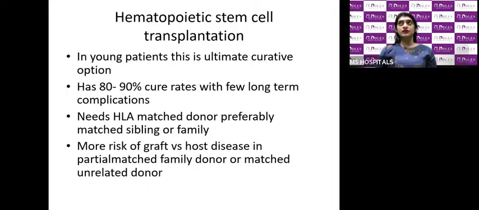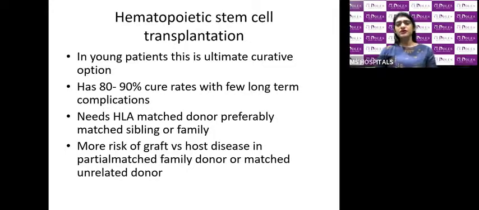If there is hypocellularity, there are a number of ways to decide which one is the better way. But the curative option for aplastic anemia is hematopoietic stem cell transplantation. It has 80 to 90% cure rates. Now it has also almost gone up to 95, 98, with few long-term complications. It needs an HLA matched donor preferably, that's a matched sibling or a family donor. More risk of graft versus host disease in partial matched family donor or matched unrelated donor.